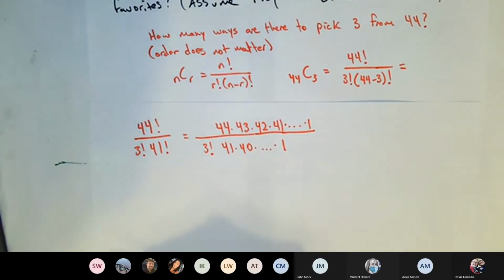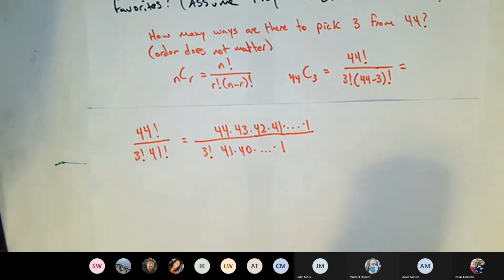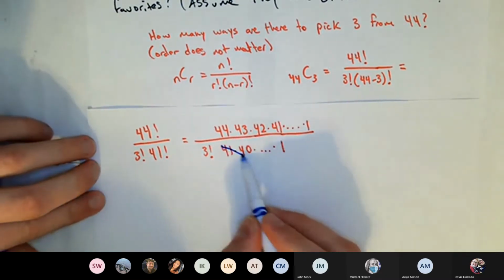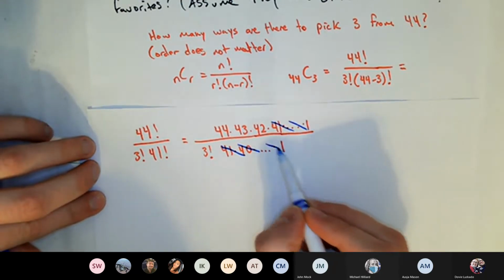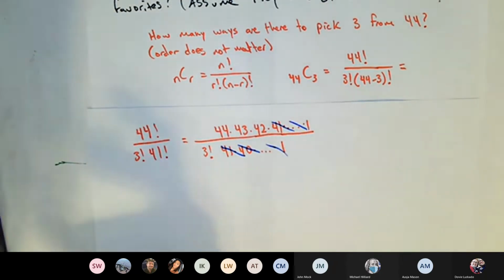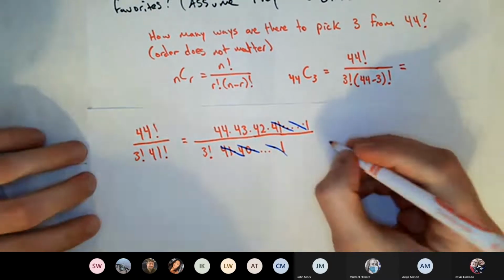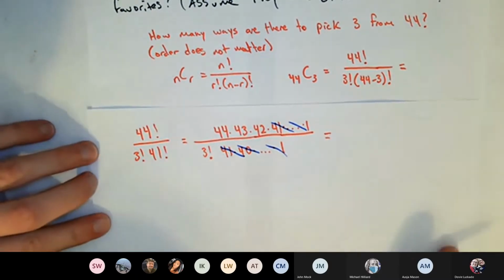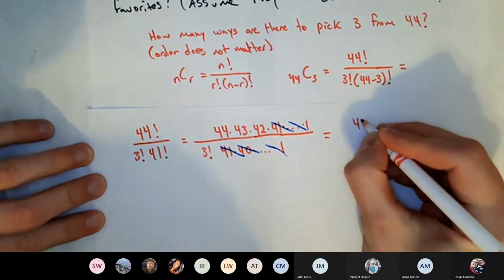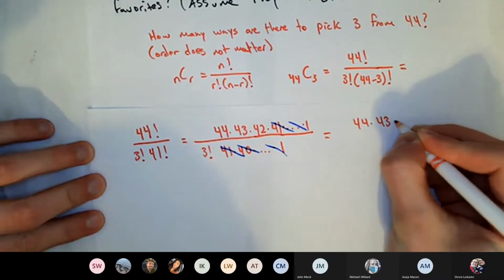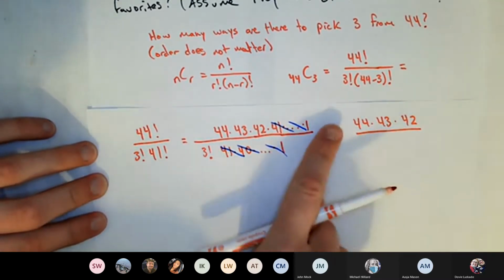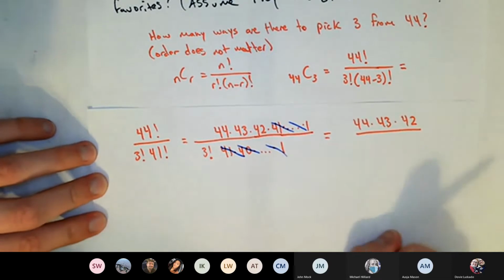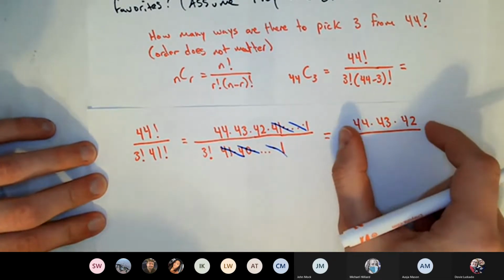So of course, what's going to happen here is I get a nice cleanup coming from this 41 factorial and this part of the 43 factorial, right? All of those are canceling, and I'm just left with those first 3 numbers on top, the 44 times 43. And this is what happens every single time with combinations and permutations.